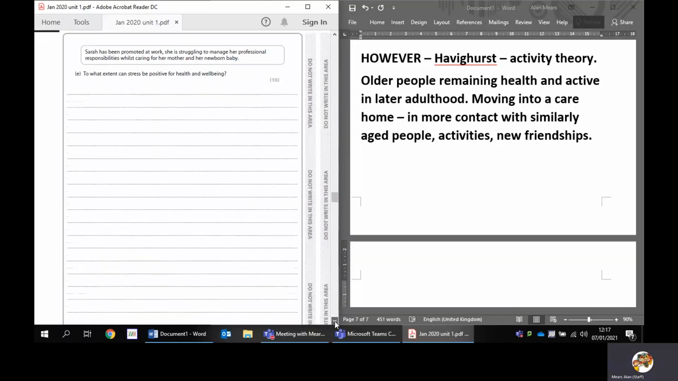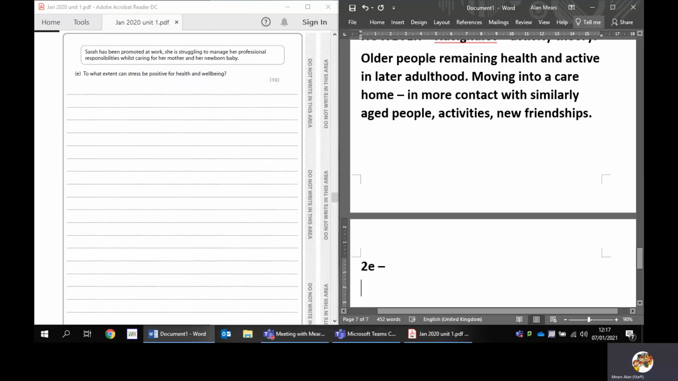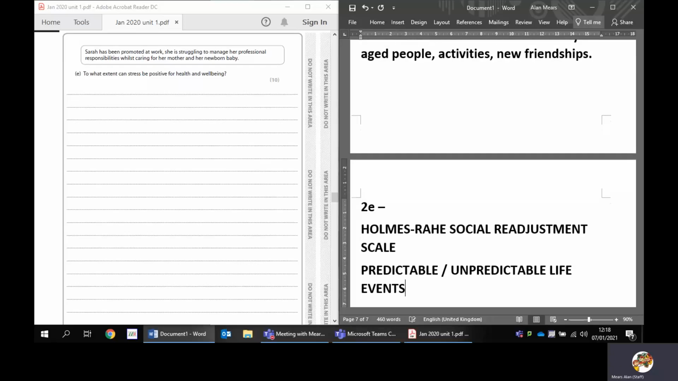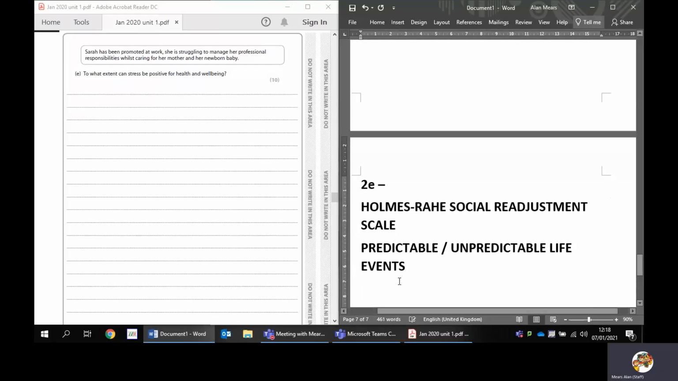And then our next 10 marker, which is 2E. So to what extent can stress be positive for health and well-being? So Sarah has been promoted. She's struggling to manage her career and being a new mum. So main theory, we've got Holmes and Rahe, social readjustment scale. Obviously, we can also throw in the predictable and unpredictable life events. And again, it's a to what extent.